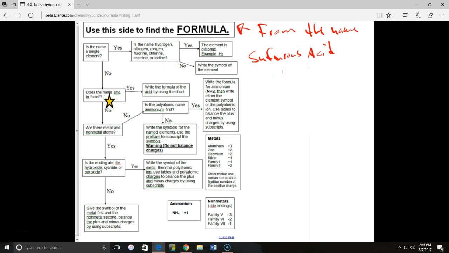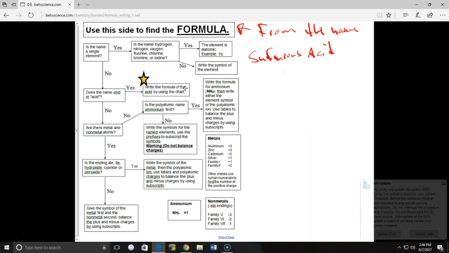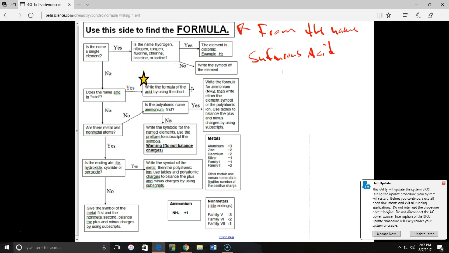Does the name end in acid? Well, if you look right over here, you will see that it does end in acid. So we go to this yes box and it says, write the formula of the acid by using the chart. So you would simply open up to the middle and find the acid chart. Take a second, open up to the middle, show your lab partner where the chart is that lists the names of the acid, and then you'll be able to check that out.